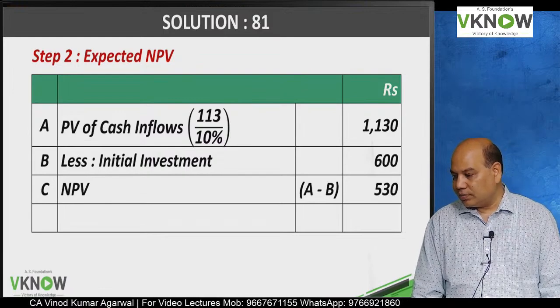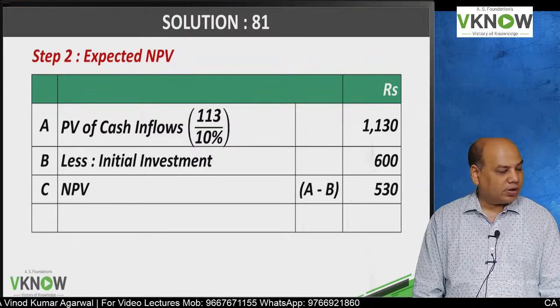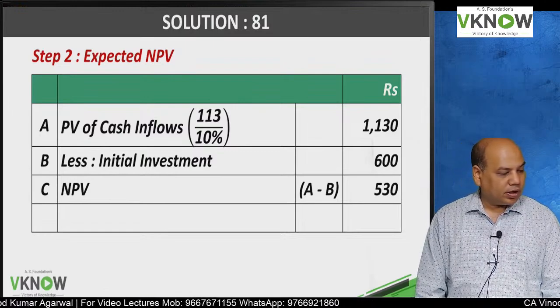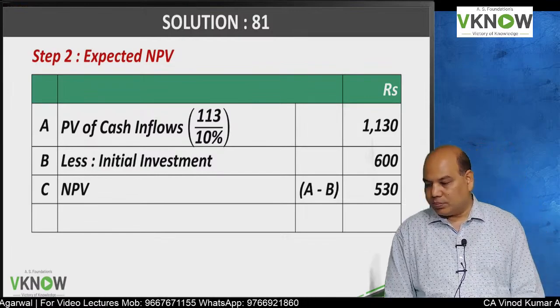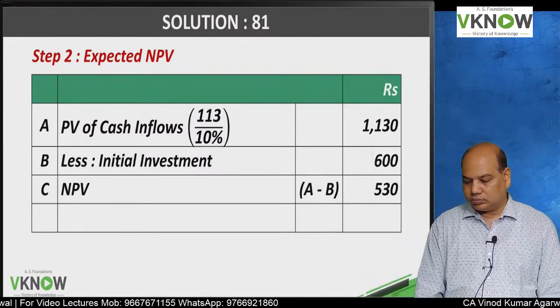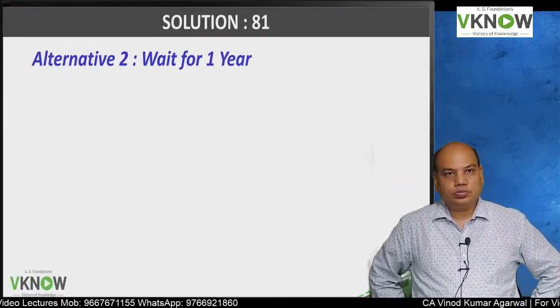Therefore NPV is 530. Now write down alternative 2.